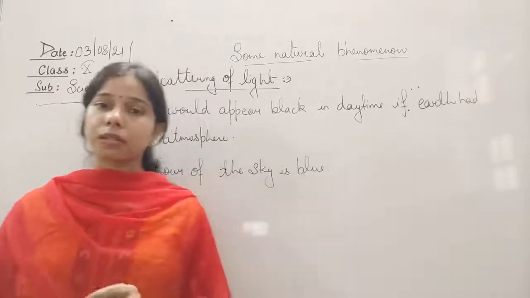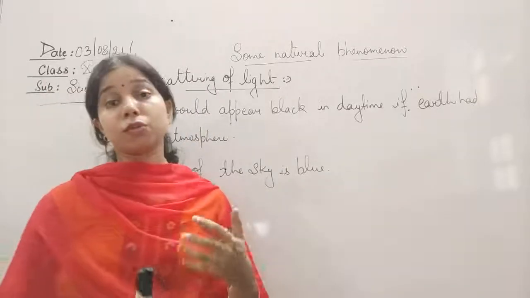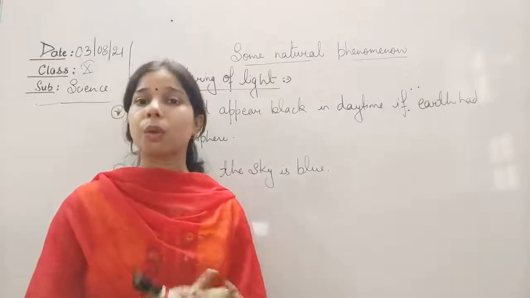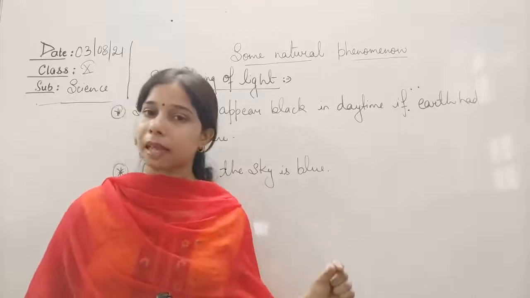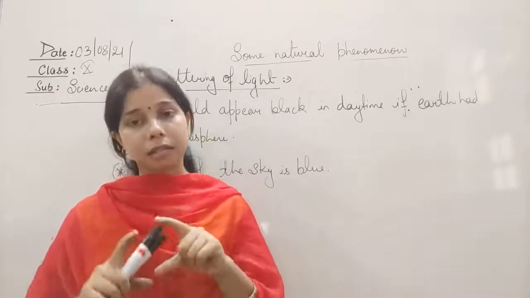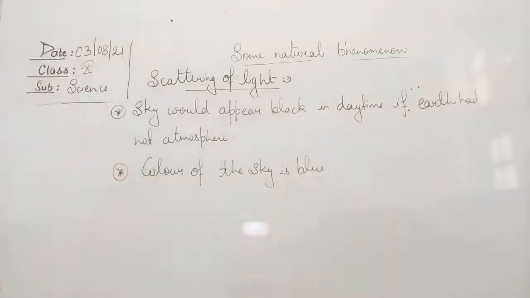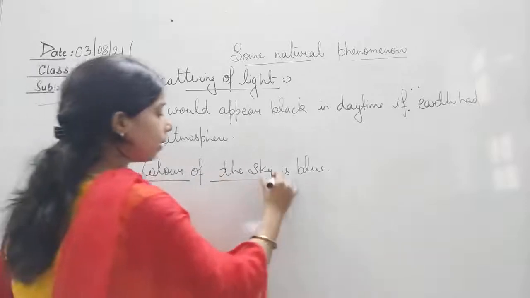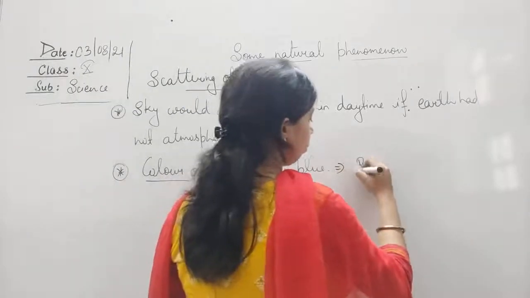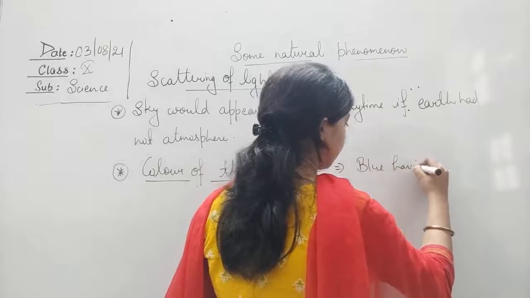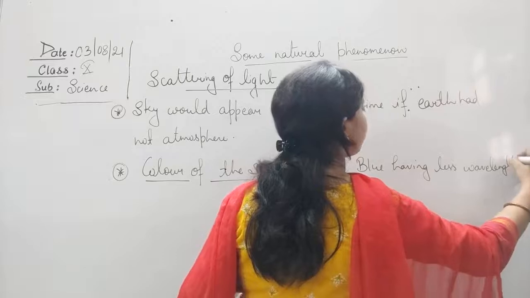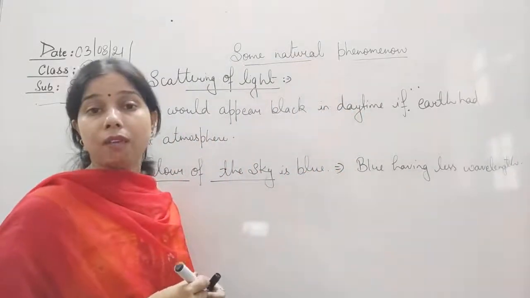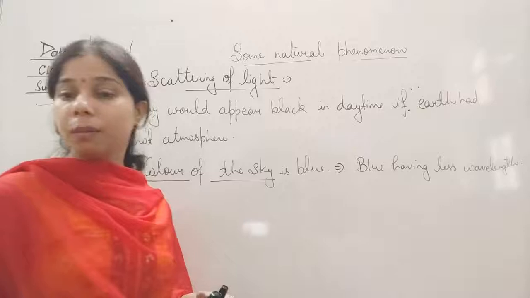Now the question arises, okay, it is violet, so why does our sky not appear violet? Why blue? Because our eyes are more sensitive to blue than to violet, so our sky appears blue. So why is the clear sky blue? Because blue has a smaller wavelength, and since it has a smaller wavelength and our eyes are very sensitive to it, that is why it appears blue.